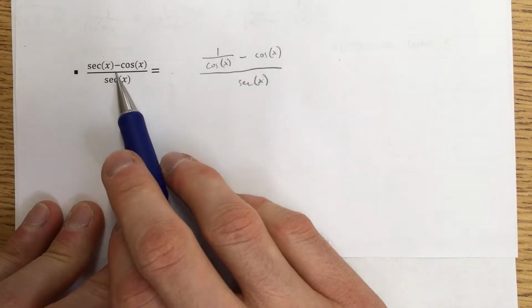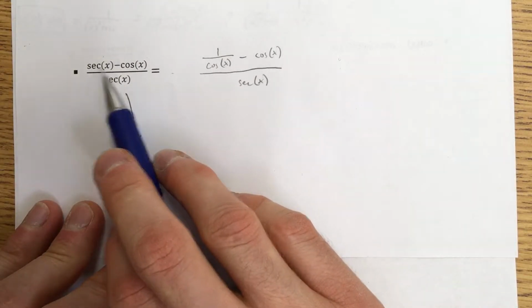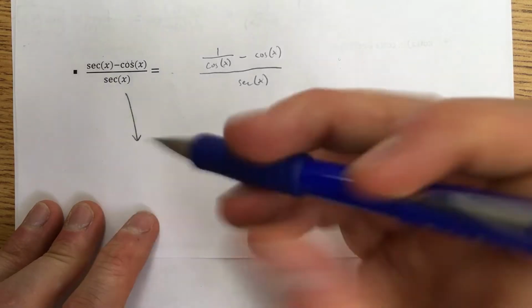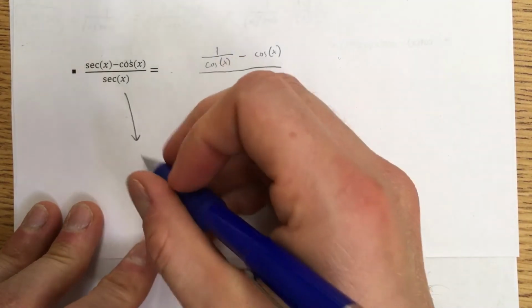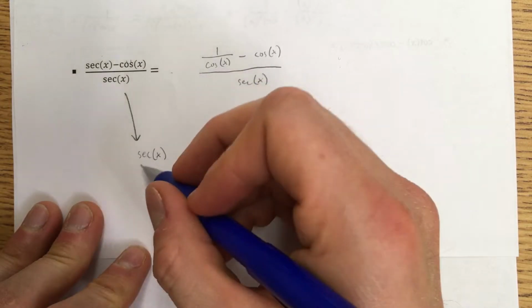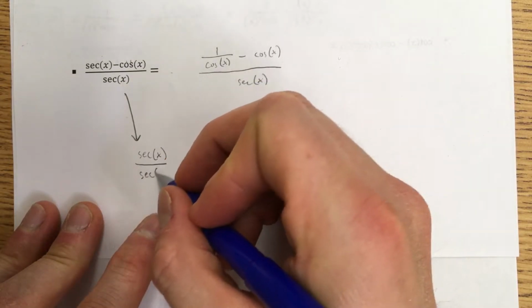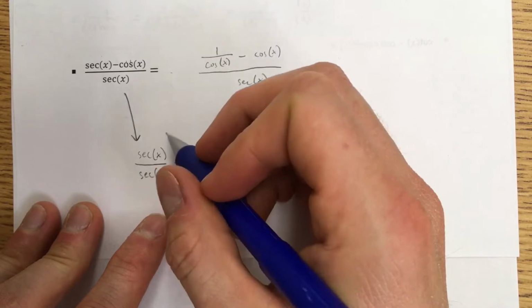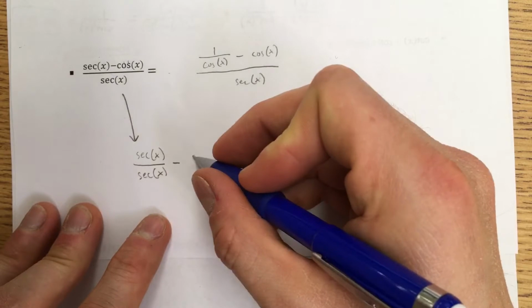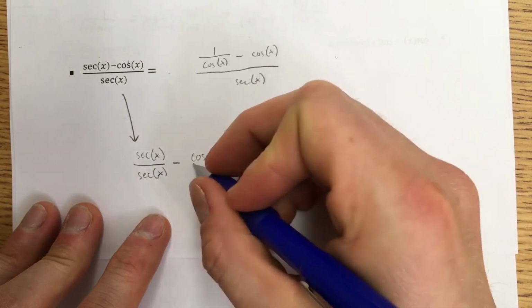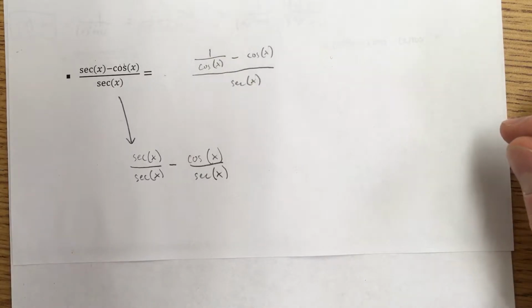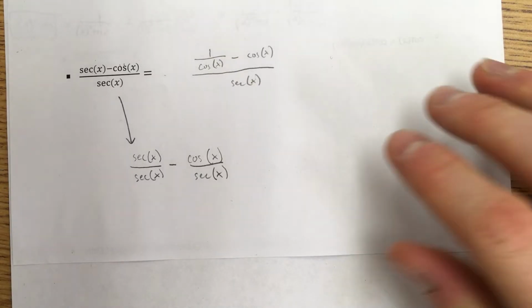Anytime we're adding or subtracting in the numerator, what we can do is divide each term in the numerator by our denominator. What I mean by that is we can take this first term, secant x, and divide it by the denominator here, secant x. We can take cosine x and divide it by secant x, which is completely okay. So you're deconstructing this fraction, which is fine.